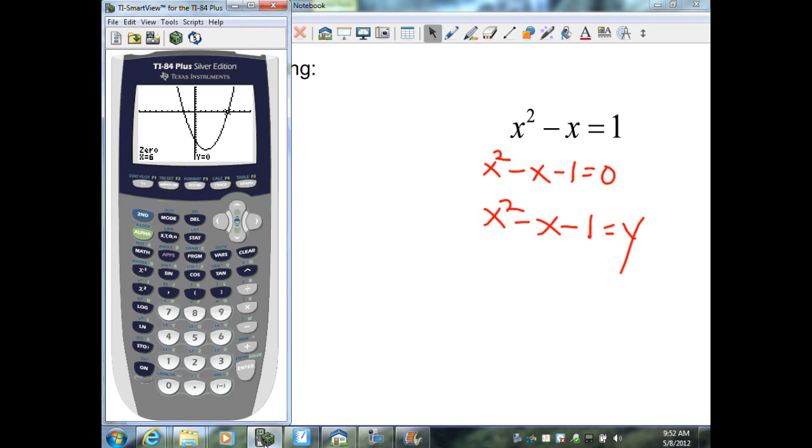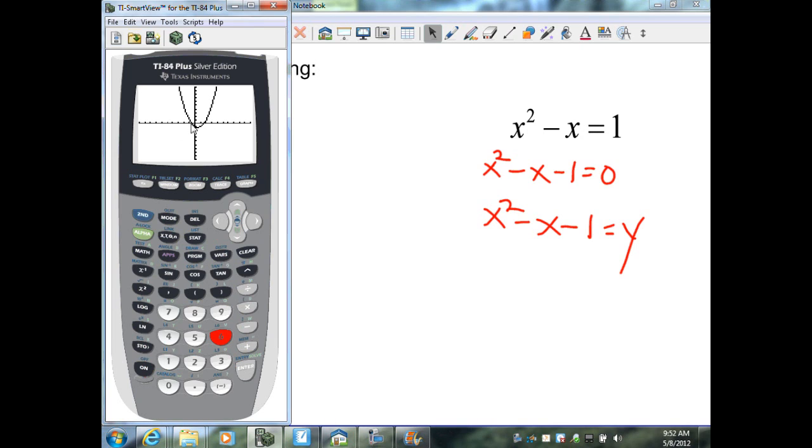So let's bring up our calculator. Y equals, I'm going to clear my first graph, and I'm going to enter my new one, which is x squared minus x minus 1. And before I graph this, I'm going to go back to my zoom, and I'm going to hit 6, which is my standard graphing form. And as you can see, my quadratic appears.